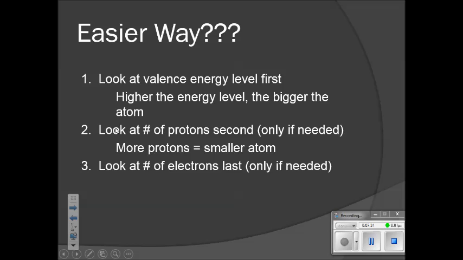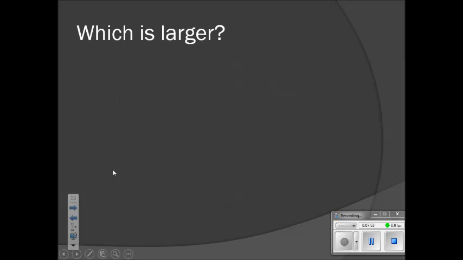So you would have to have, say, Fe+2 being compared to Fe+3, because they have to have the same number of protons and the same energy level for us to even care about number 3. So we very rarely get to number 3. But if we do, it's going to be a matter of more electrons causing more repulsion. If we have more electrons, there's going to be more electron-electron repulsion. So let me show you some examples of this, and then we will do some more together as well.